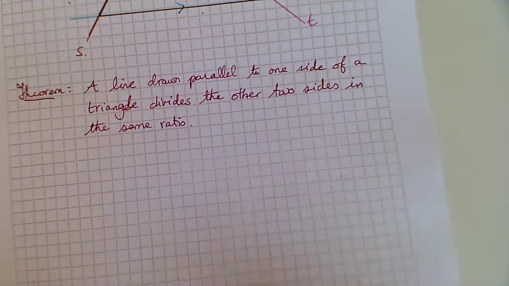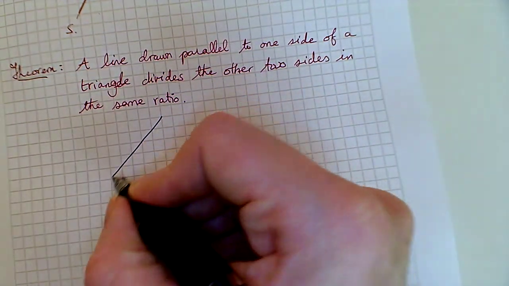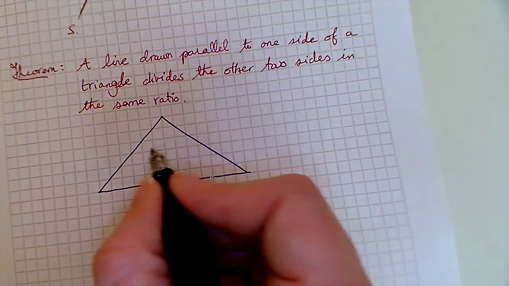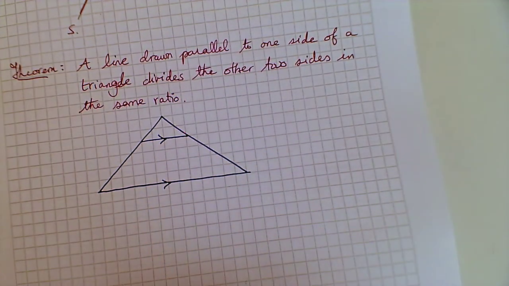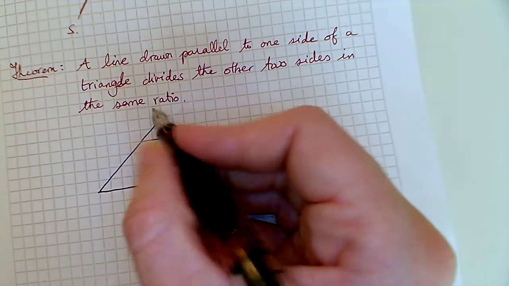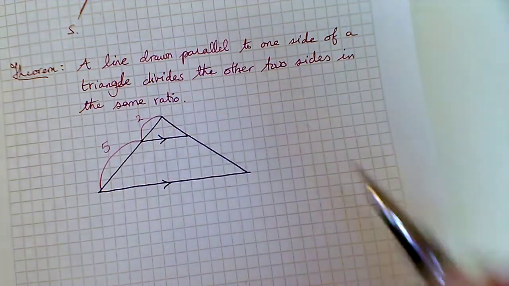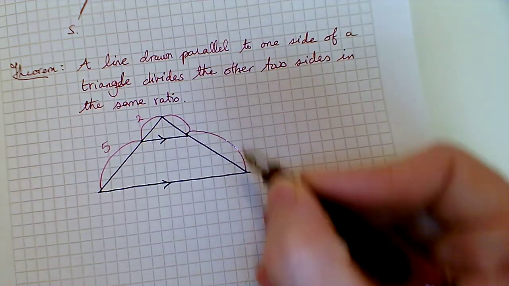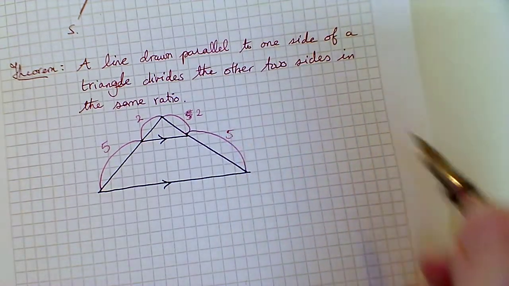So rather than having multiple lines like I've drawn here, if I just have a single line, if I have a triangle like this, and I have a single line through the triangle that's parallel to the base like this, then the theorem says that if this is in the ratio 5:2, for example, then this will also be in the ratio 5:2. Well, what do I mean by that?